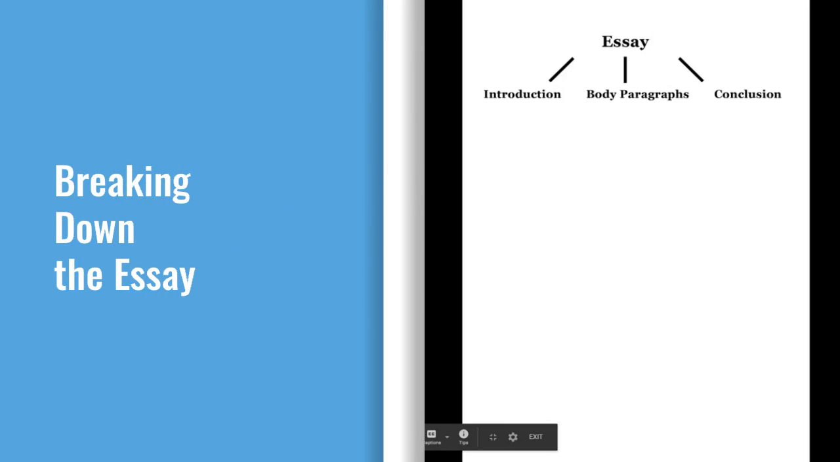So obviously we got our 3 parts of an essay: the introduction, the body paragraphs, and then the conclusion. But besides breaking it down into these 3, we could actually take it a little bit further, because each part of an essay can be broken down into even more parts, like the introduction, for example. It can be broken into the hook, the information, and the thesis.